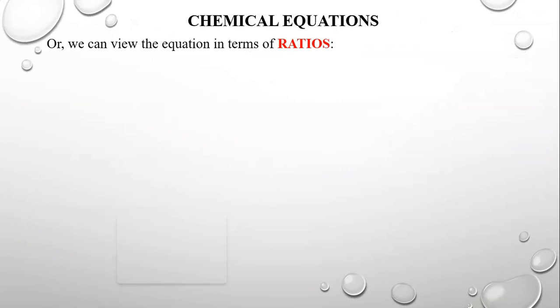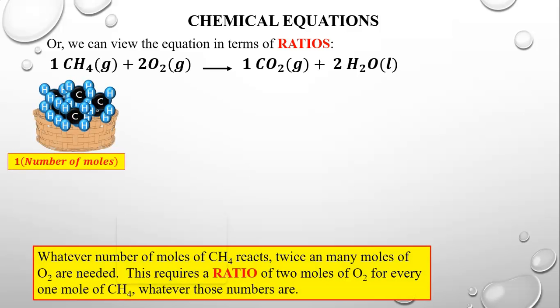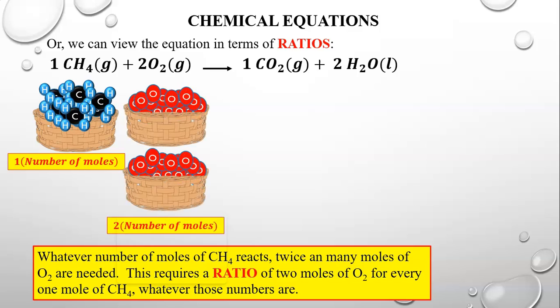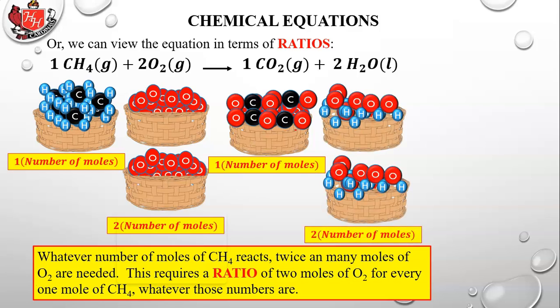Finally, the third way is we can view the equations as ratios, and that's really what we should do. So there's the equation. So whatever number of moles of CH4, so you notice what it says below that basket, 1 times however many moles of CH4. It doesn't have to be 1 mole. Reacts with twice as many moles of O2, and what that's going to produce is 1 times some number of moles of CO2 and 2 times whatever number of moles of H2O.